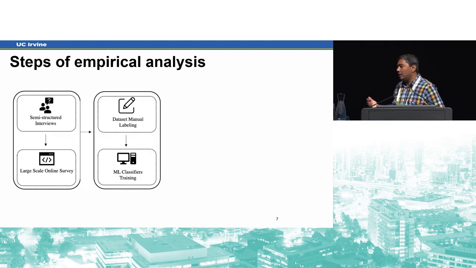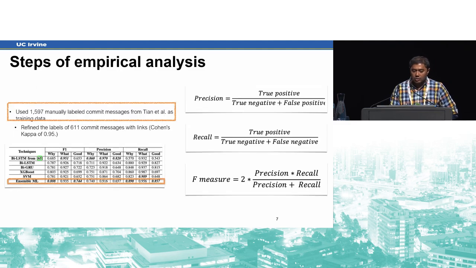So then, if you remember, one of our research questions was to figure out the impact of commit message quality. That meant that we needed an automated mechanism for measuring the quality of commit messages. And obviously, for automation, we tried a machine learning-based approach, and we had to create our own training data. For that, we relied, again, on Tian et al.'s data, where they had manually labeled about 1,600 commit messages. We took them and relabeled 611 of those, which actually had a link associated with them. Because if you remember, their criteria was just that the presence of a link is an indicator of why, which we didn't agree with, so we relabeled.